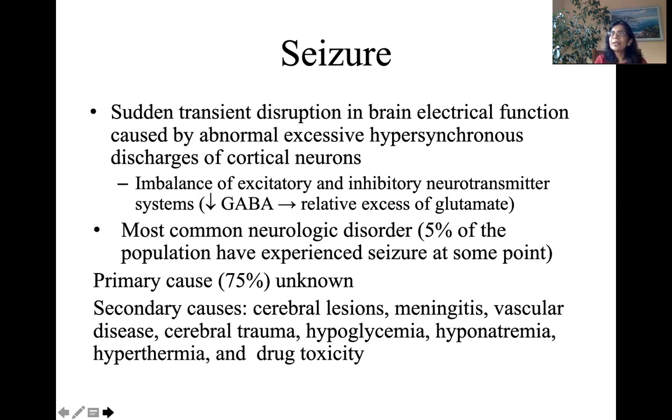Here you're talking about hyperactive neurons, which certainly generate action potential in a hyper-excited manner, okay? Sudden transient disruption in brain electrical function due to excessive hypersynchronous discharge of cortical neurons, okay? So that is, say, 100 or 1,000 neurons, all of them simultaneously generating an action potential, releasing certain neurochemical locally, you see?